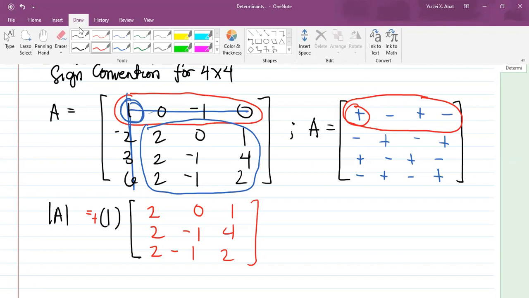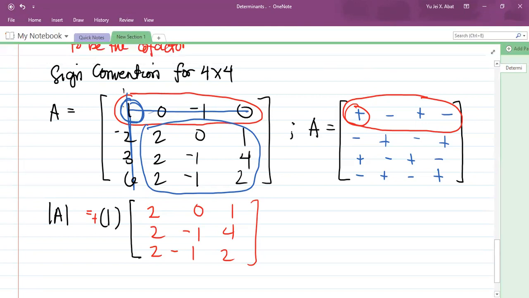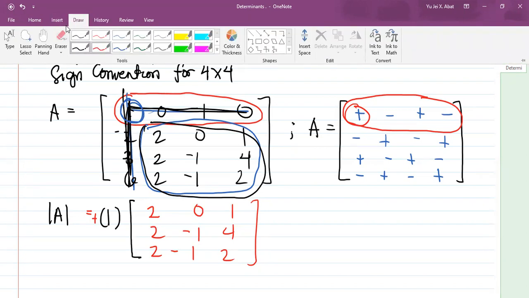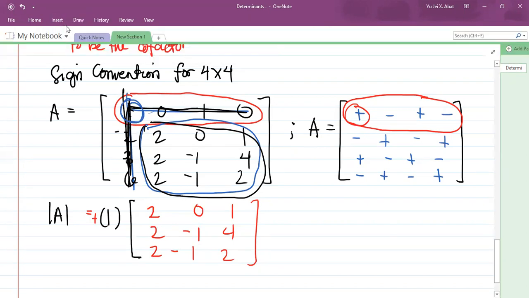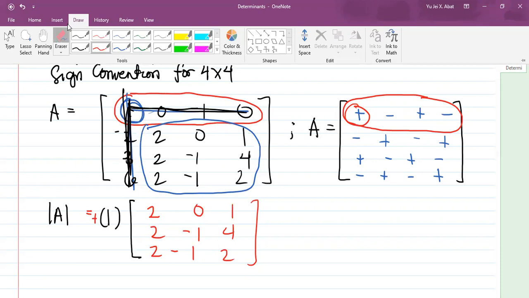Nagets ba yung part na yon, guys? So, I'm going to cross out this column and this row. Okay? And then, kukunin ko yung natirang matrix, which is ito yon. Nagets nyo? Yes po, sir. Okay. So, ngayon, magigets nyo na yung pangalawa. Magigets nyo na yan. So, tanggalin ko lang yung mga pinagagawa ko. Okay, burahin ko lang. Ulit.